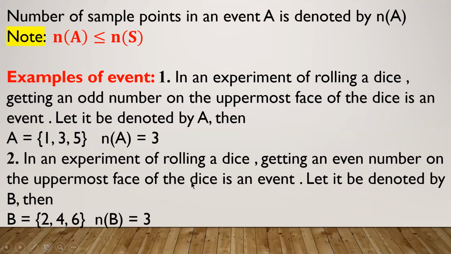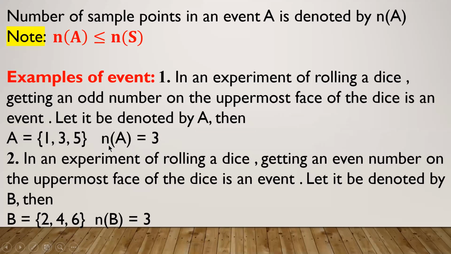Similarly, in the same experiment of rolling a dice, getting an even number on the uppermost face of the dice can also be called an event. Let it be denoted by B. So B will contain what? Even numbers. So 2, 4, and 6. So n of B is equal to 3. And n of S is 6.